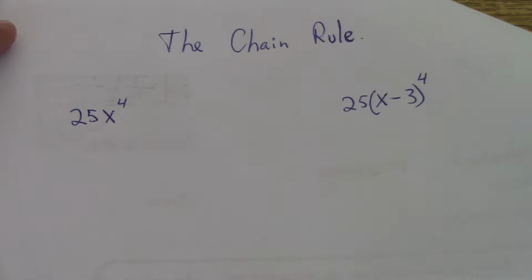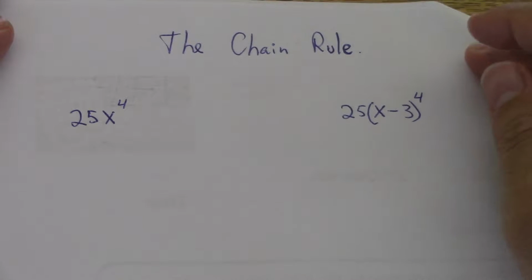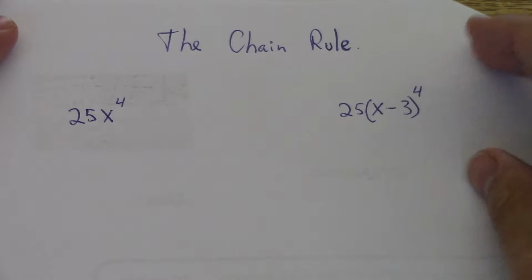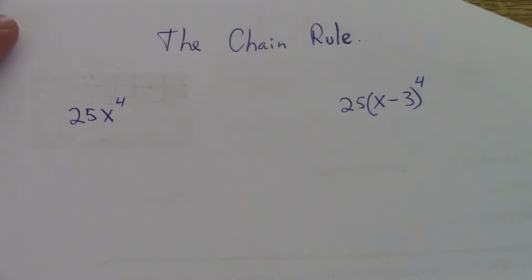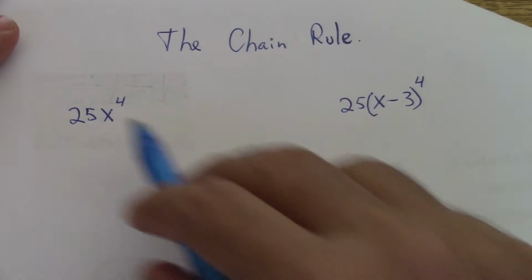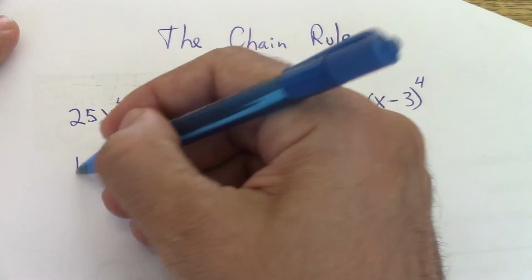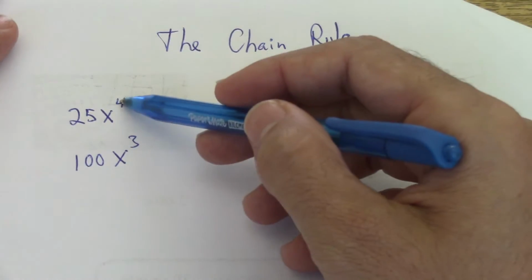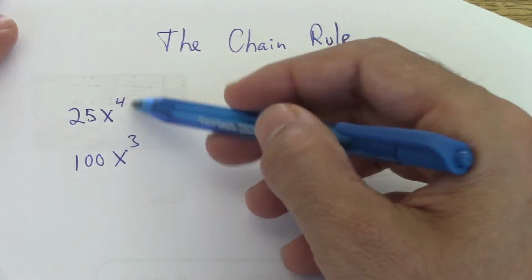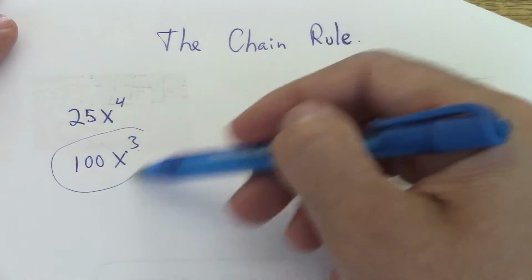Okay, let's go. Today: what is the chain rule? The chain rule is one of the most powerful rules for differentiation. To find the derivative of this one is just 100x to the third power. That's it. We move this down and we subtract 1 from the exponent. That's the answer for this one.